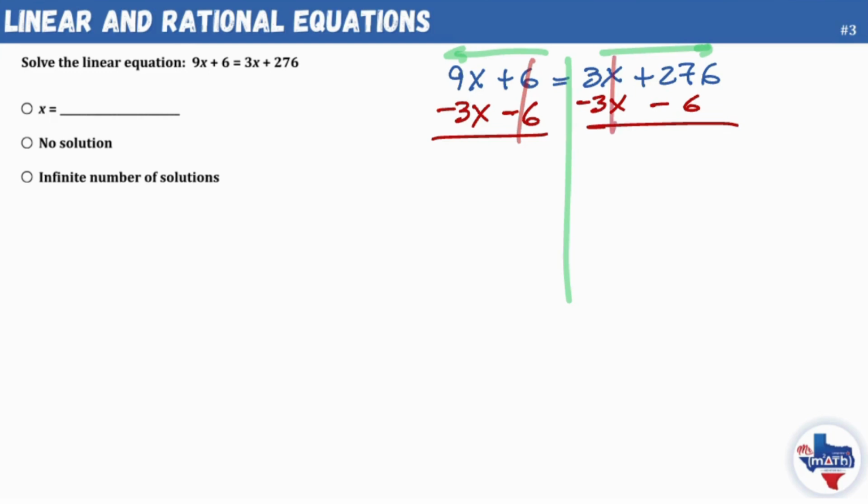Now, on the left side, we have 9x minus 3x, that should be 6x. And 276 minus 6 is 270. Because 6 is multiplying x, we're going to apply the opposite operation. We will divide by 6 on both sides. The 6 and the 6 will cancel out, and we'll have x equals 45.